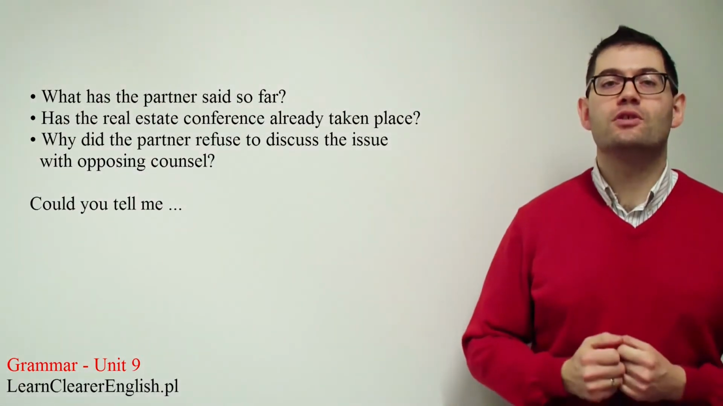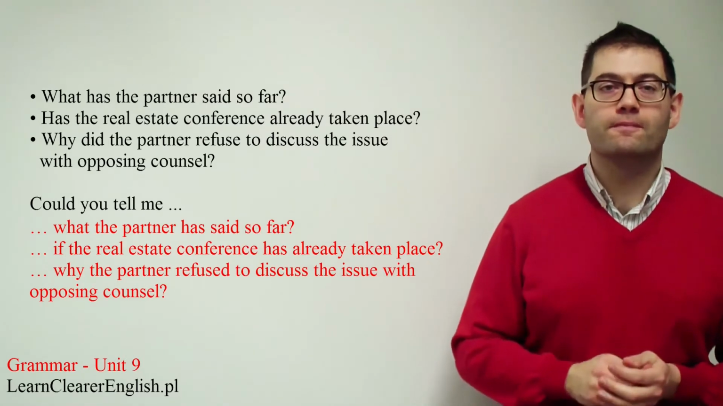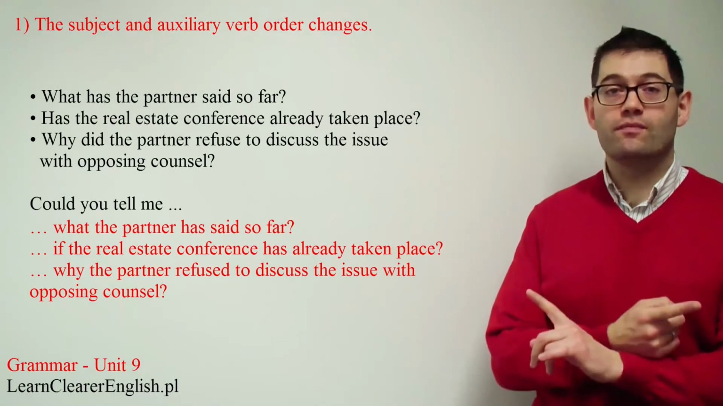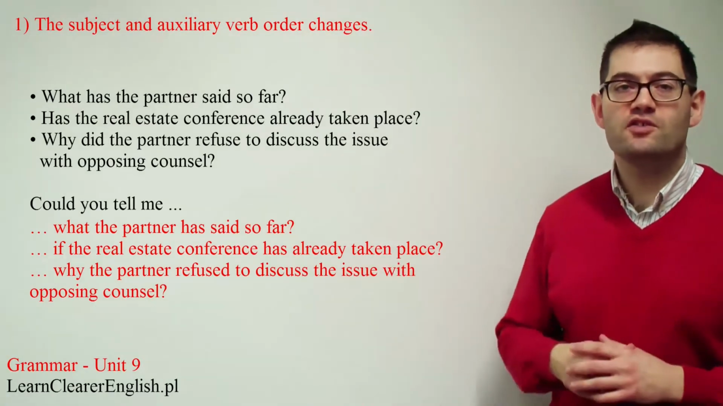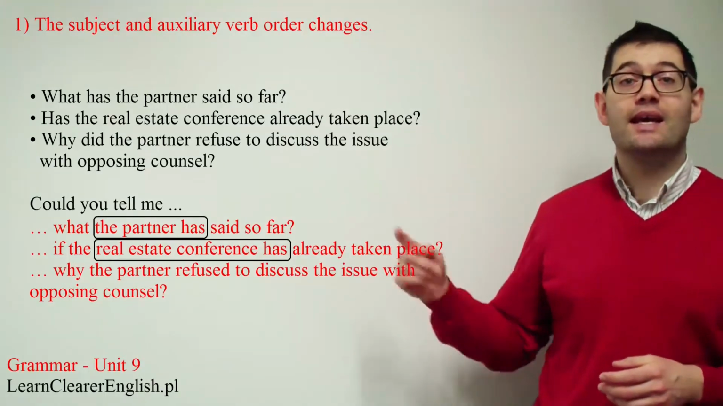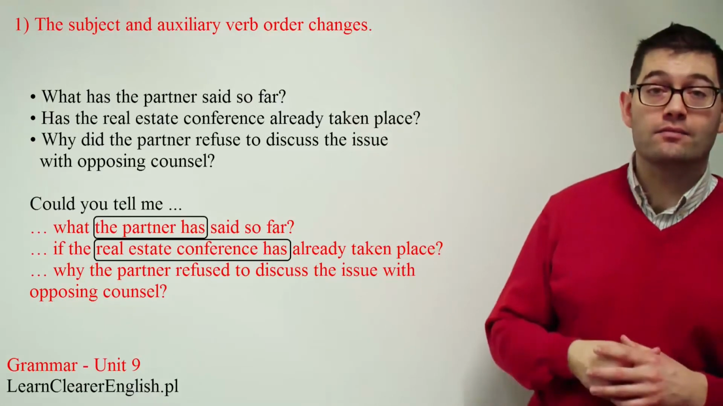Your answers should look like this. Let's go through the 3 rules. 1. The subject and auxiliary verb order changes. If we have a look at the first 2 sentences, we can see the following. "Has the partner" becomes "the partner has"; "the real estate conference has".